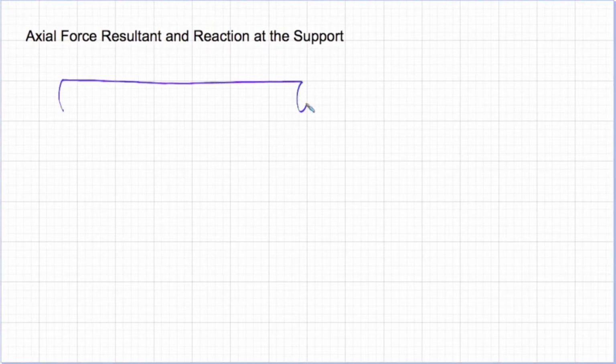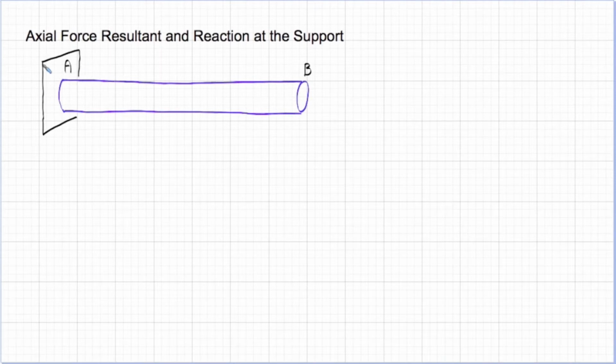Let's work now a little bit on how we obtain the axial force resultant at different positions along the length of a bar, and how we obtain the reactions at the support for bars in axial loading. So let's say that we have a bar, AB, and that this bar is supported at A, where it is fixed to a wall. The only forces that are acting on the bar are forces acting along the length of the bar. Let's put a coordinate axis, x, along the axis of the bar.